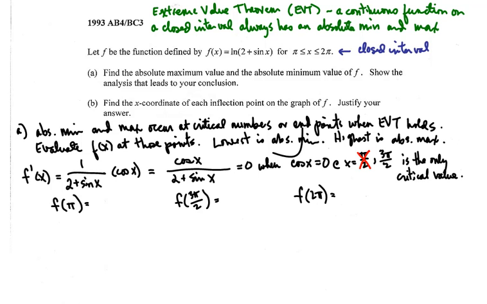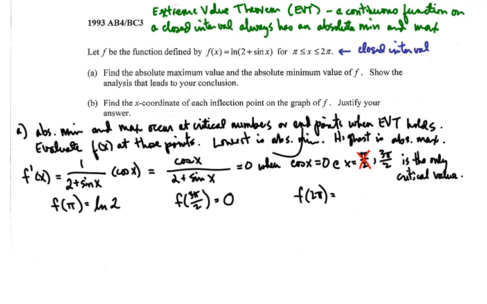Okay, then at this point we're ready to go ahead with our analysis. For f of pi, we plug in: sine of pi is equal to 0, and 2 plus 0 is 2, so we get ln of 2 for the first answer. For sine of 3 pi over 2, sine of 3 pi over 2 is negative 1, and so 2 plus negative 1 gives us a positive 1, and natural log of 1 is 0.